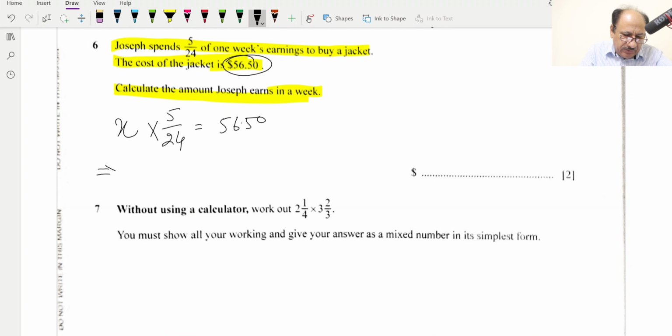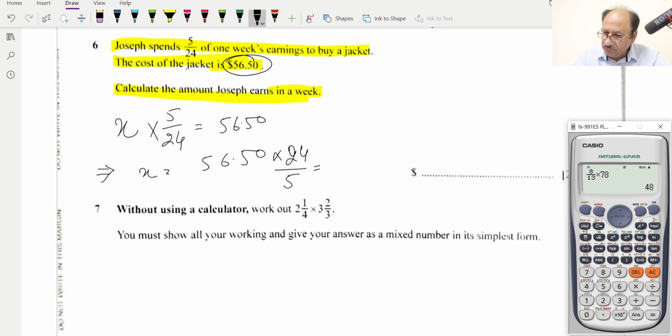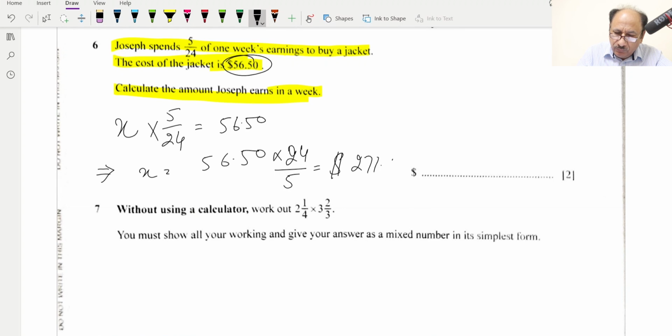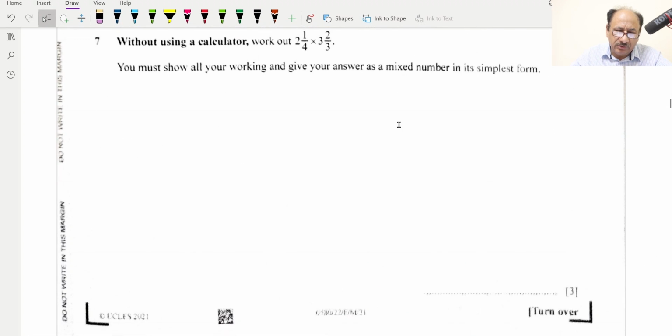So this implies X will be equal to 56.50 multiplied by 24 and divided by 5, and this will be equal to $271.2. This is done.